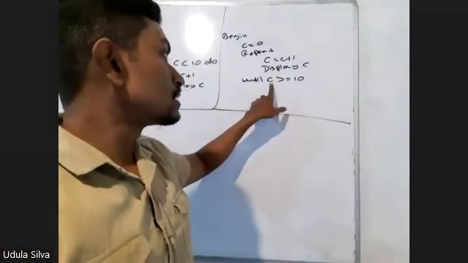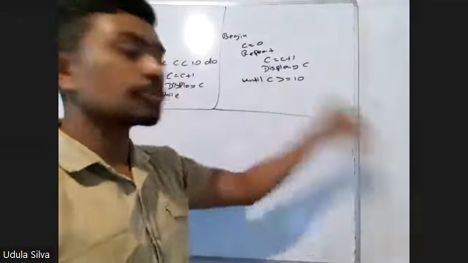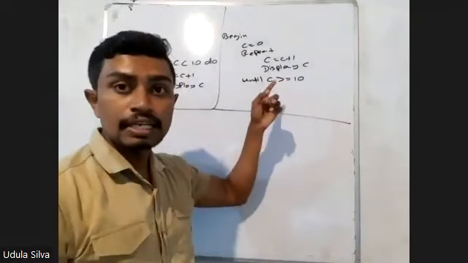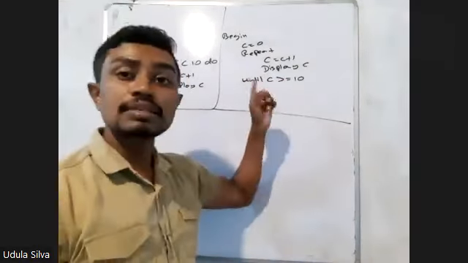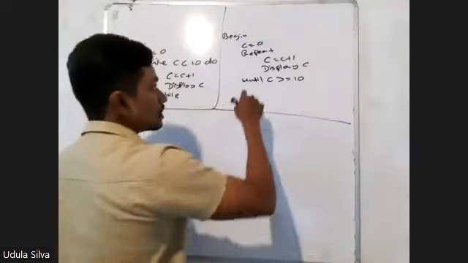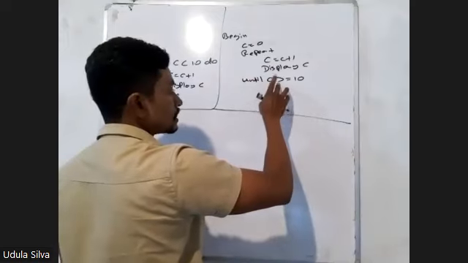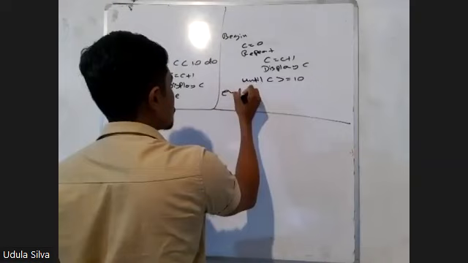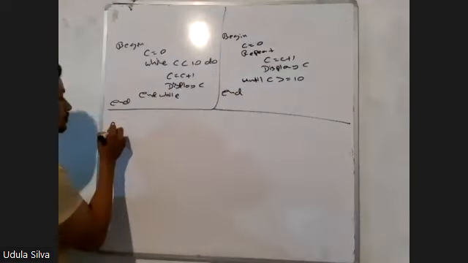So when C becomes 10, C equal to 10, yes, then the program will end, because in repeat until the program ends if the condition becomes true. Okay. As soon as C becomes 10, 10 equal to 10, the program ends. Then the for loop.